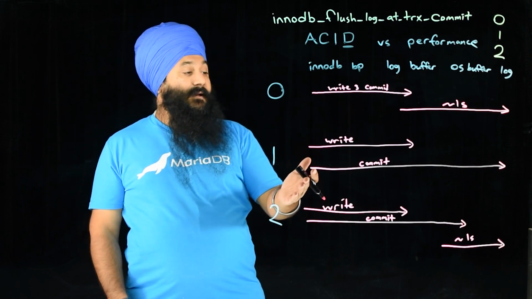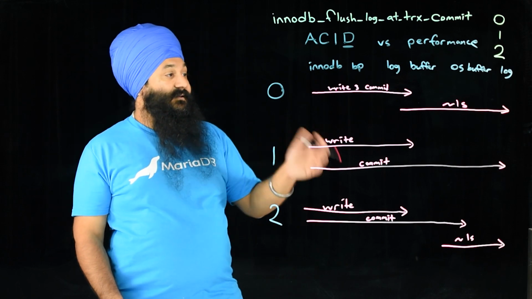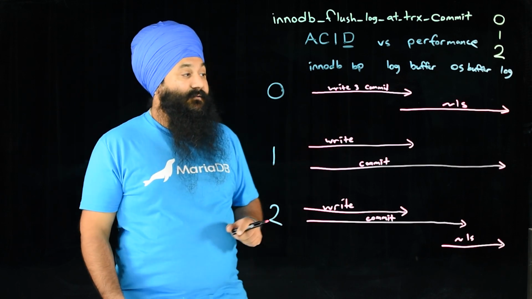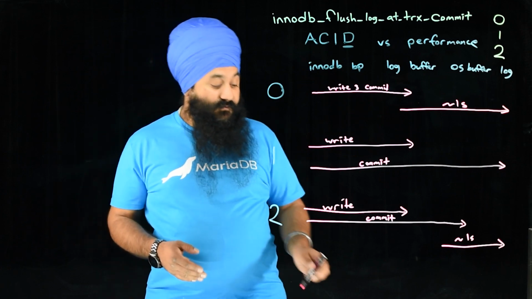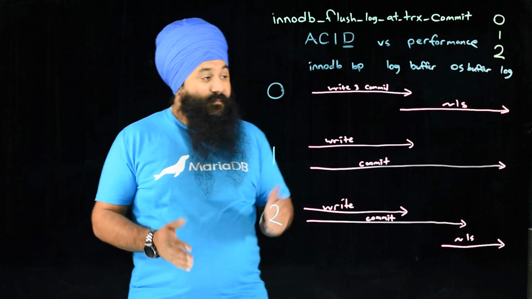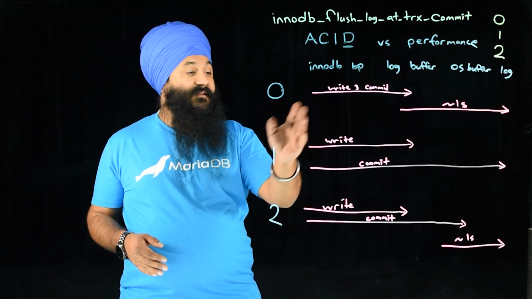If you set it to 1, every write is for sure written to the redo log on disk. You do not lose that write regardless of the crash. What does 2 give you? 2 is a good compromise. You get almost about 75% performance boost, so you only lose about 25% performance as compared to 1.